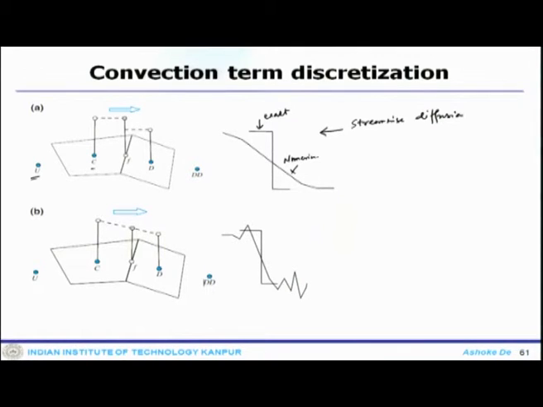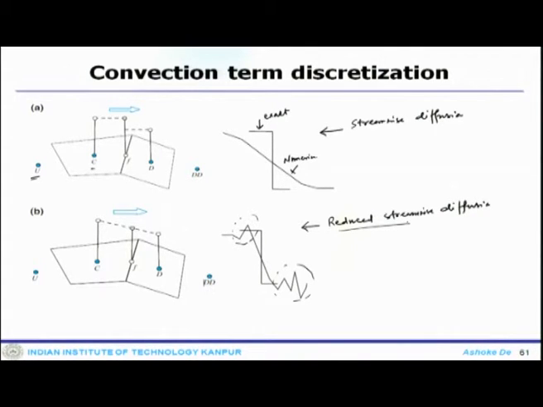So, in this profile, if you look at it, this is the reduced streamwise diffusion by using some sort of a higher order profile. But as soon as you use a higher order profile, you come across this kind of wriggles or oscillations, low amplitude oscillations in the solution. But with the higher order profile, the streamwise diffusion can be reduced.